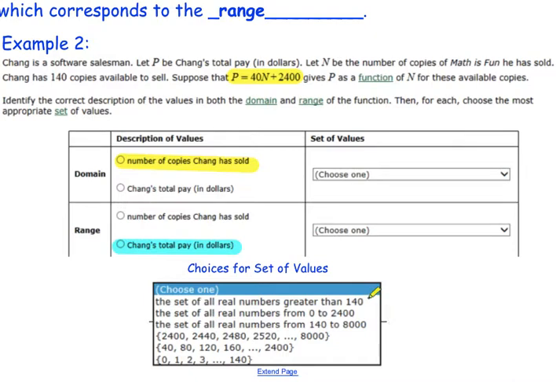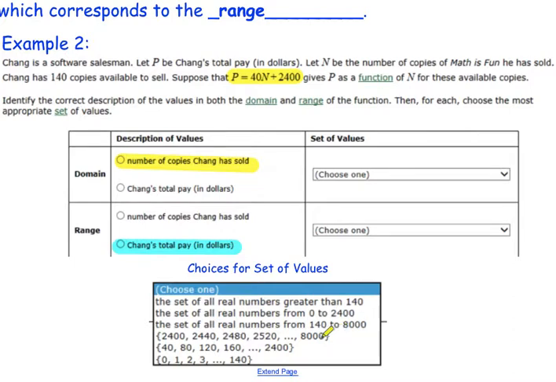Our first option is the set of all real numbers greater than 140. All real numbers would include fractions and decimals. This one says the set of all real numbers from 0 to 2,400. This one, the set of all real numbers from 140 to 8,000. So the first three sets of numbers all include the option for fractions and decimals. If we're talking about copies of a magazine, then those three options are not going to make sense because we're not going to sell somebody part of a magazine. We could rip it in half, but nobody is going to want to buy it then. So hopefully one of these other three sets of values down here will be better.